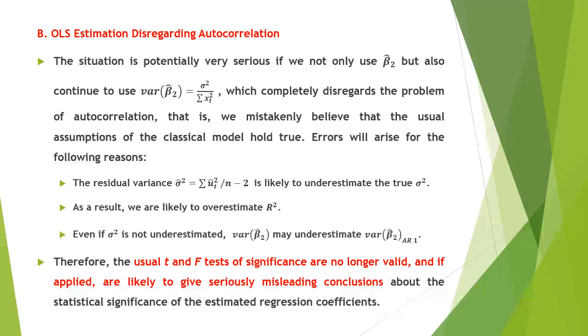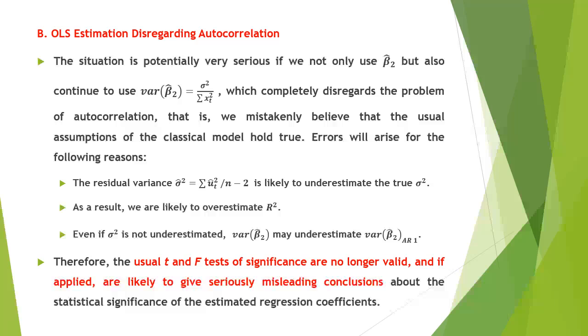Now, let's consider another case. Here, the situation is potentially very serious. If we not only use the OLS estimator beta 2 hat, but also continue to use its variance obtained by the equation, that is sigma square divided by sigma x square, we completely disregard the problem of autocorrelation. We mistakenly believe that the usual assumptions of the classical model hold true. In such a situation, a number of errors may arise for the following reasons.